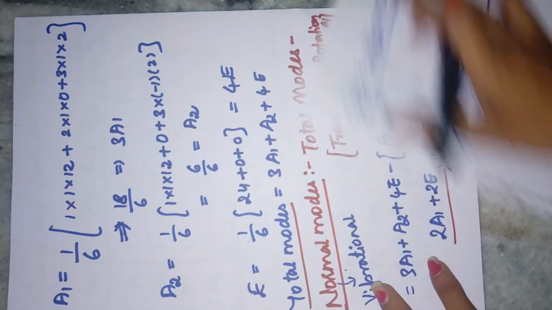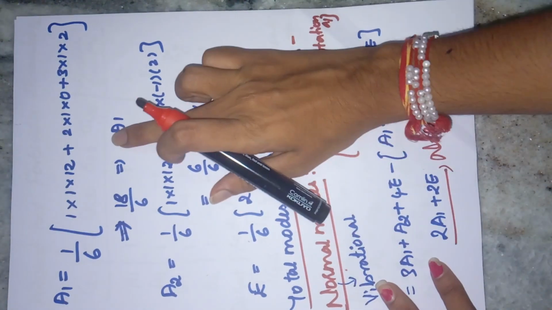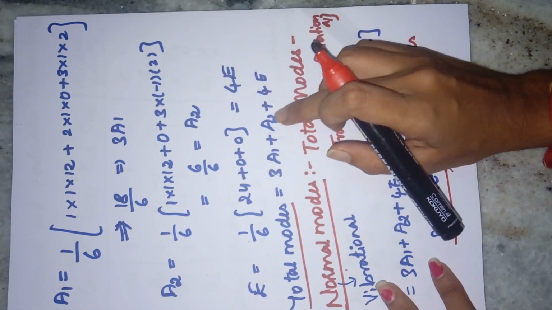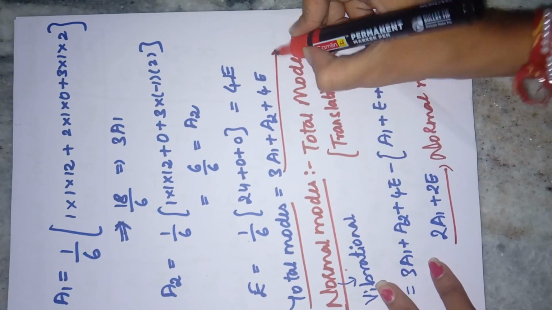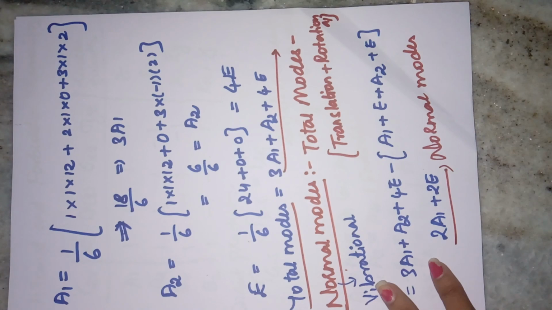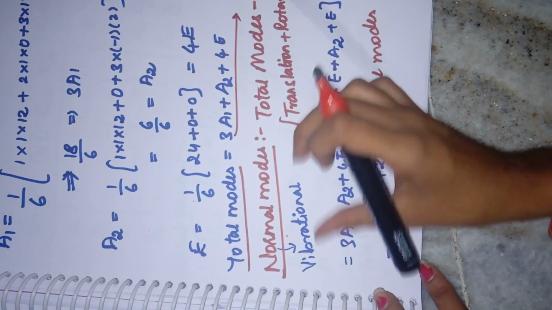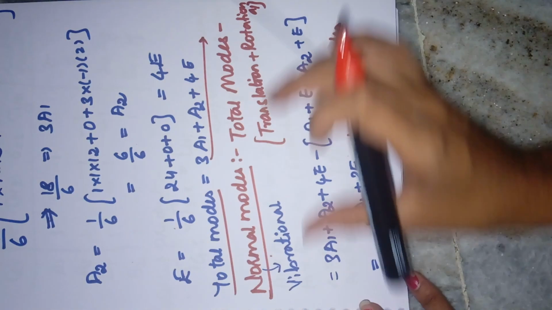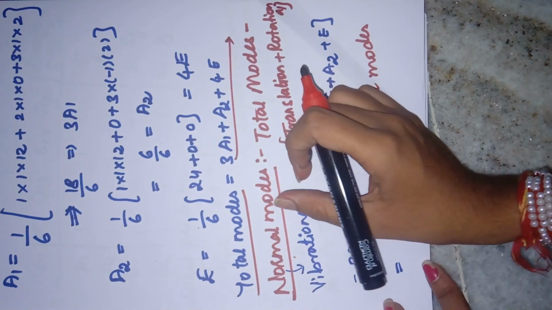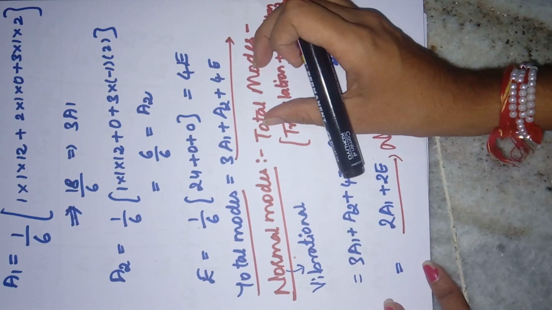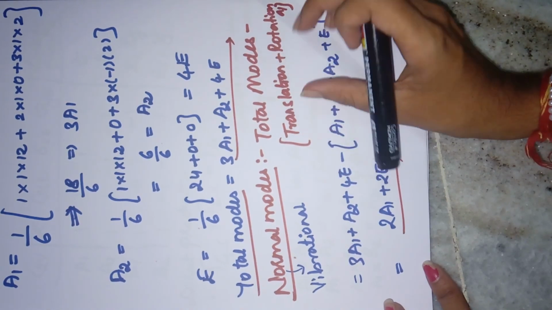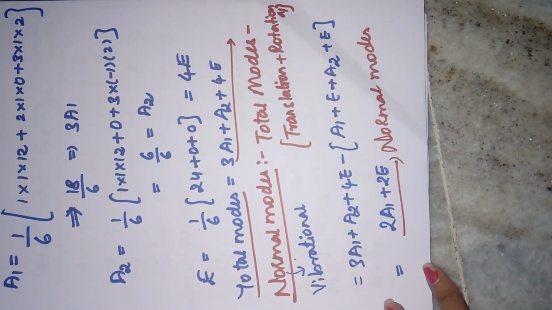Okay, so my total modes come out to be 3a1 plus a2 plus 4e. But in the exam they'll never ask you total modes, they'll ask you normal modes. Now from all this, how to calculate again? Normal modes, vibrational modes, is nothing but total modes minus translational plus rotational. These are your total modes, you have to subtract the translational and rotational.